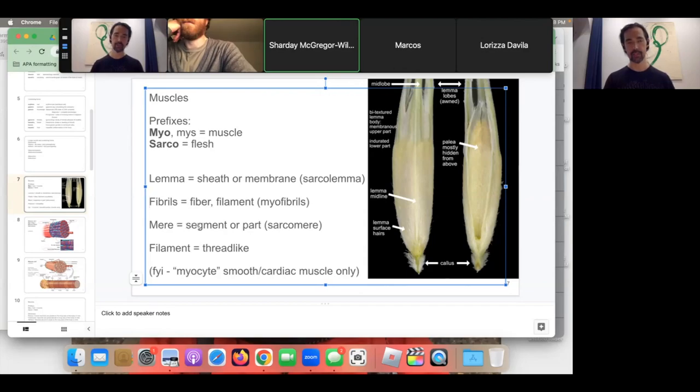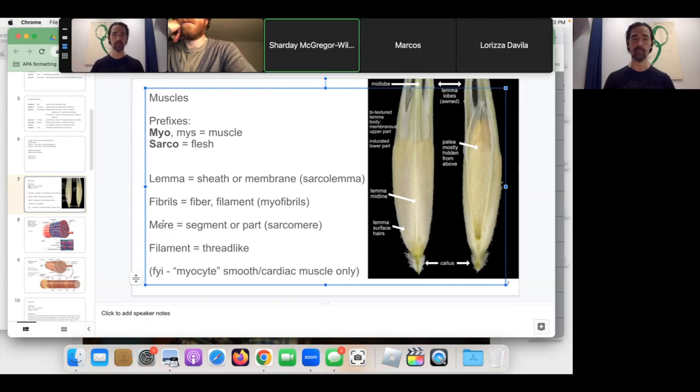Mere is a segment or a part, the sarcomere. When you see mere, I want you to think of a train, with train cars stacked end to end to end, or a bunch of cars in traffic end to end to end, because that's how sarcomeres are stacked, bumper to bumper. Filament means thread-like. Most of us know what a filament looks like, but it means thread-like.